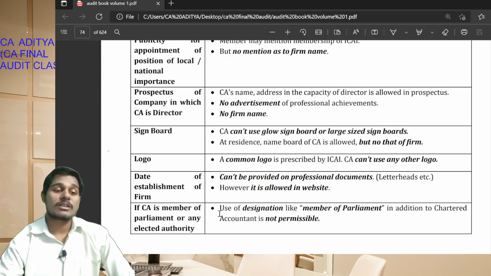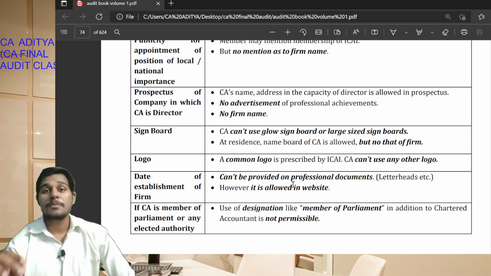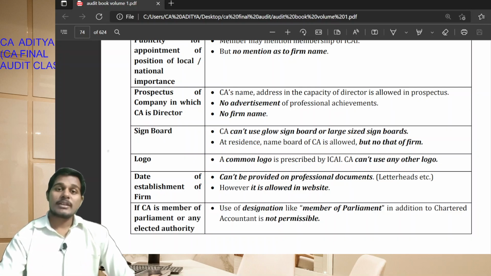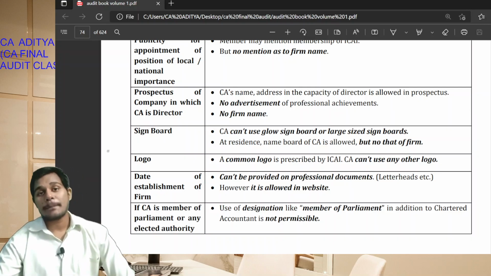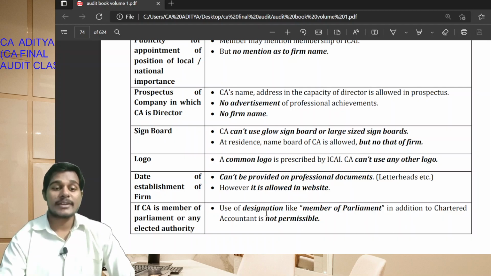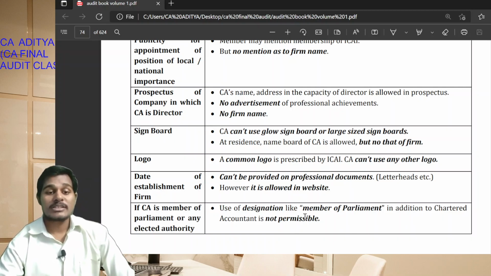Date of publication and date of establishment of the office should be provided only on the website. It should not be provided in the stationery. Where he is a member of parliament, it should not be provided in the designation.